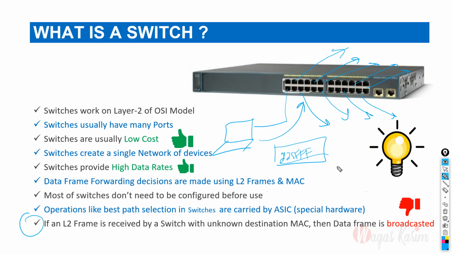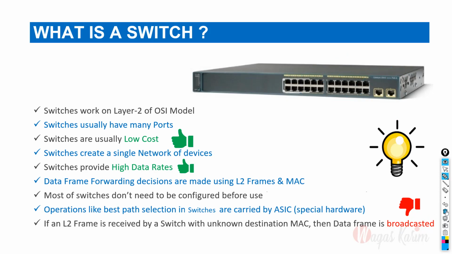We will discuss this later in detail. So this is the biggest disadvantage of switches, but this is how it has been designed. That's why we have two types of devices, switches and routers. Switches allow broadcasts, routers don't allow. So this is a quick summary of what a switch is. I guess you guys have got a good idea now of what a switch is.